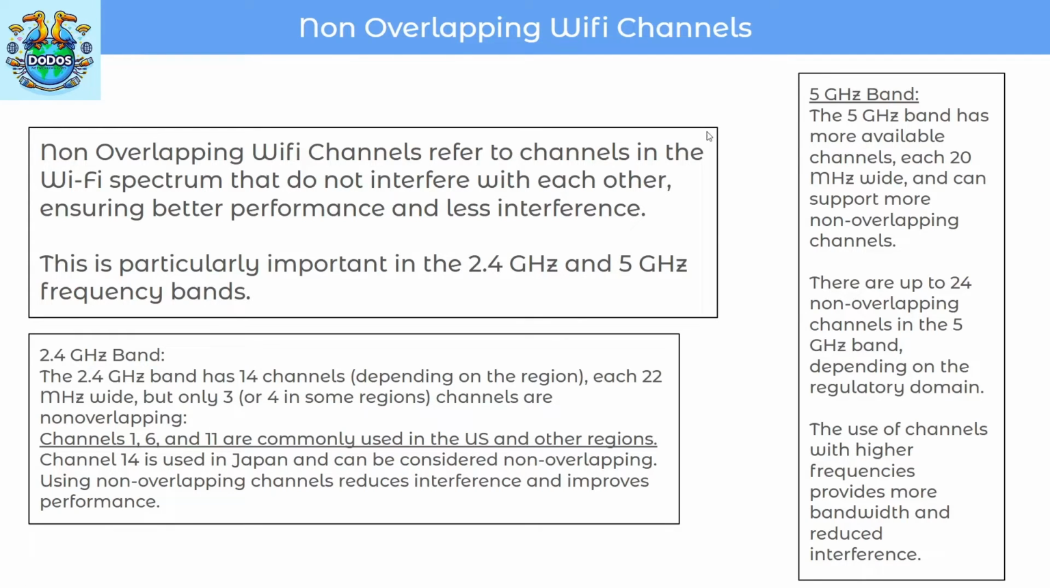improves performance. The 5 GHz band has more available channels, each 20 megahertz wide, and can support more non-overlapping channels. There are up to 24 non-overlapping channels in the 5 GHz band, and with the use of channels with higher frequencies, this provides more bandwidth and reduced interference.